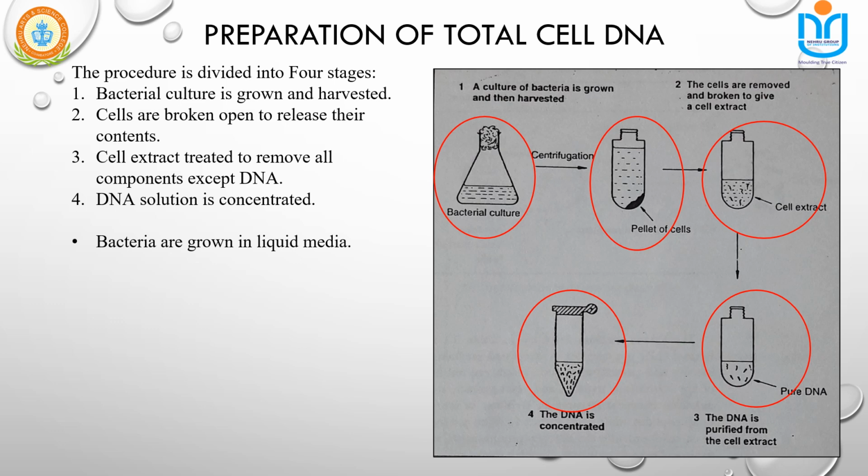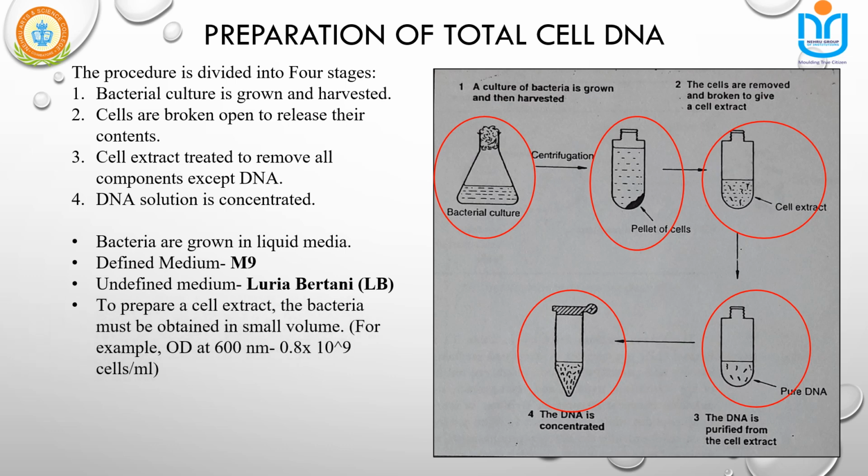Bacteria are grown in liquid media such as defined medium M9 and undefined medium Luria Bertani (LB broth). To prepare a cell extract, the bacteria must be obtained in small volumes. For example, OD at 600 nanometer must be 0.8, which is 10 power 9 cells per milliliter, centrifuged at low speed to obtain the bacterial pellet.